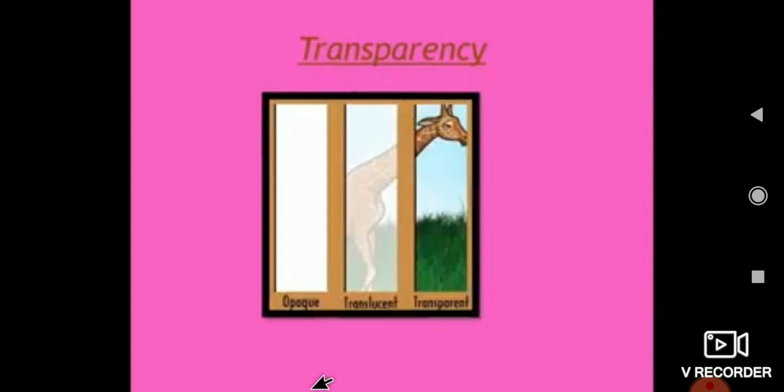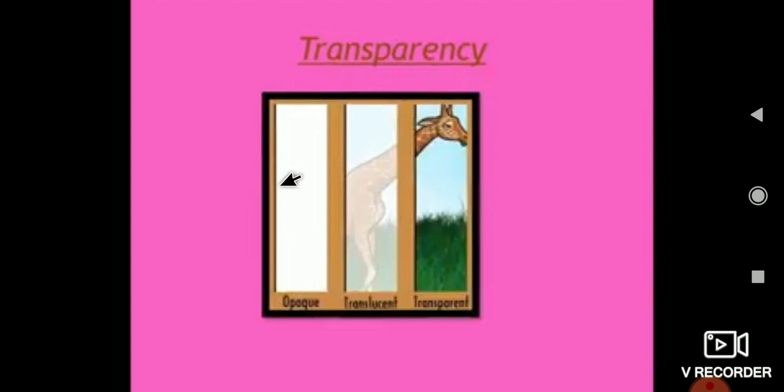So this figure shows the transparency of the material. Here in the window, outside the window, a giraffe is there. In transparent material it can be seen very easily. So in this picture we are seeing the giraffe very clearly. Such material is called transparent material. In the second part of the picture, the giraffe can be seen but not clearly. Such material is called translucent material.